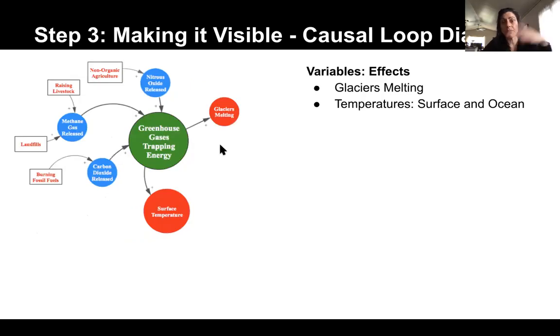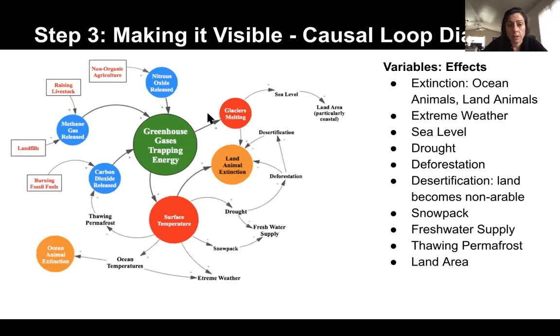Now let's get to the effect side just to make this a little bit more clear where we start to get this causal looping. As greenhouse gases trapping energy goes up, we start to see surface temperatures go up and we start to see glaciers melting go up, right? From that, you've got even more effects that happen. So as glaciers melting goes up, the sea level goes up. As sea level goes up, land in an area, particularly coastal areas, starts to go down.